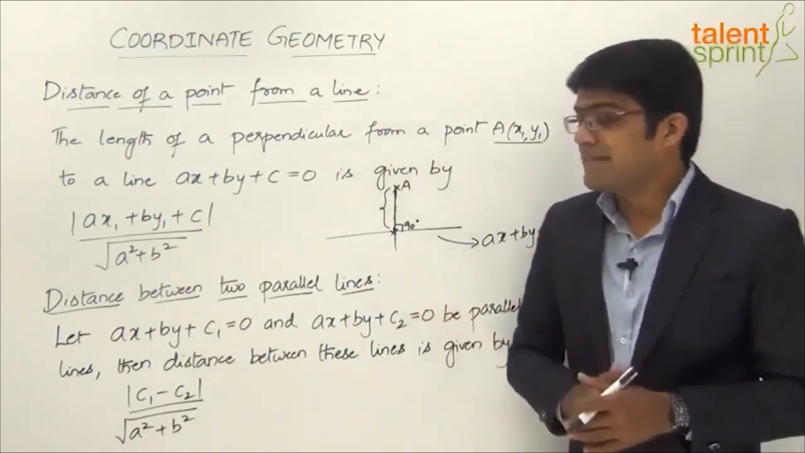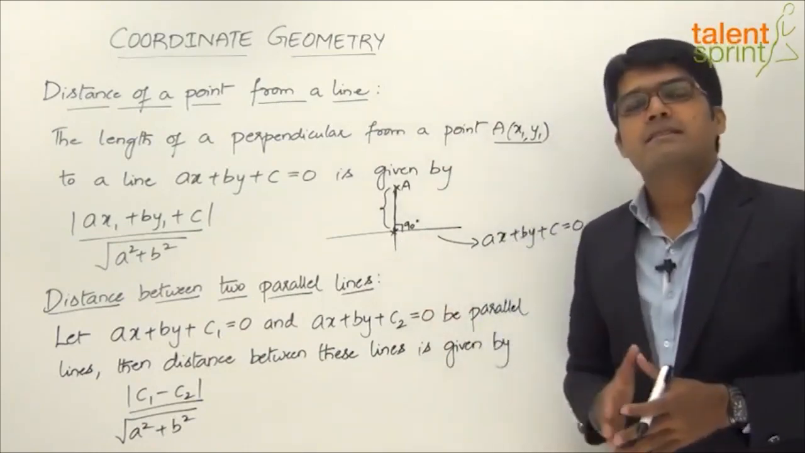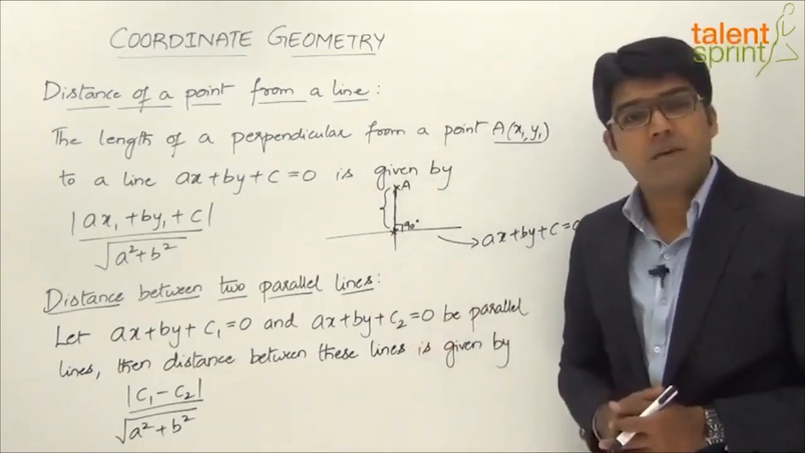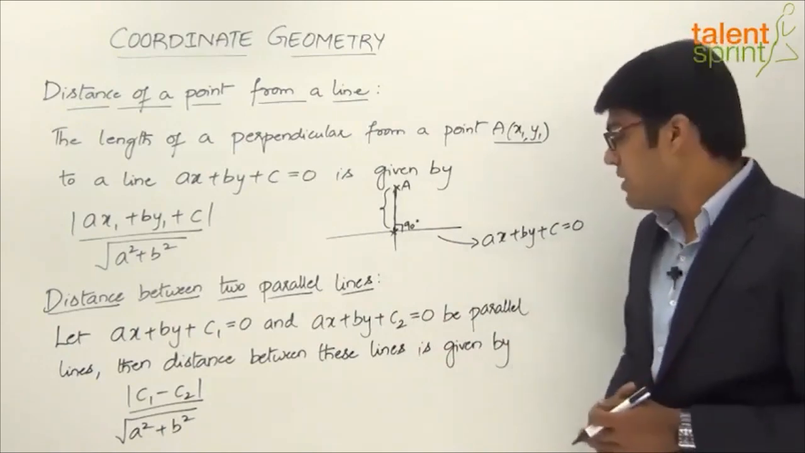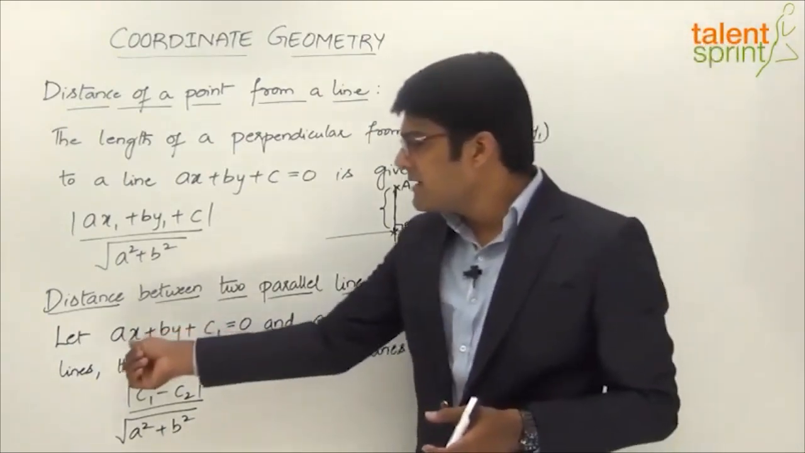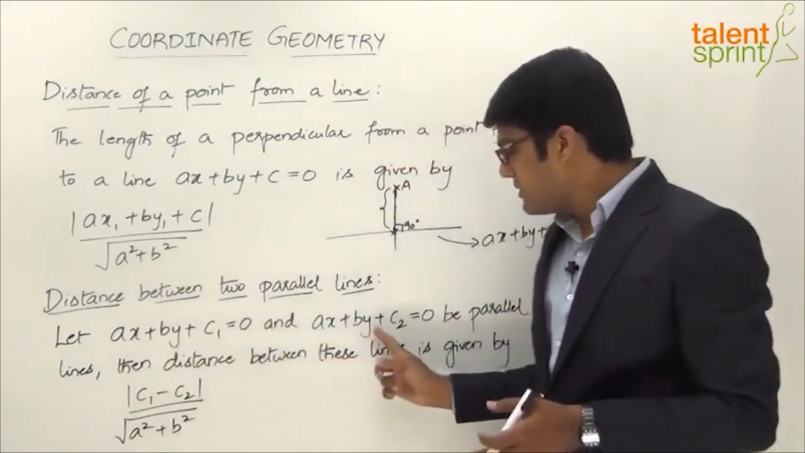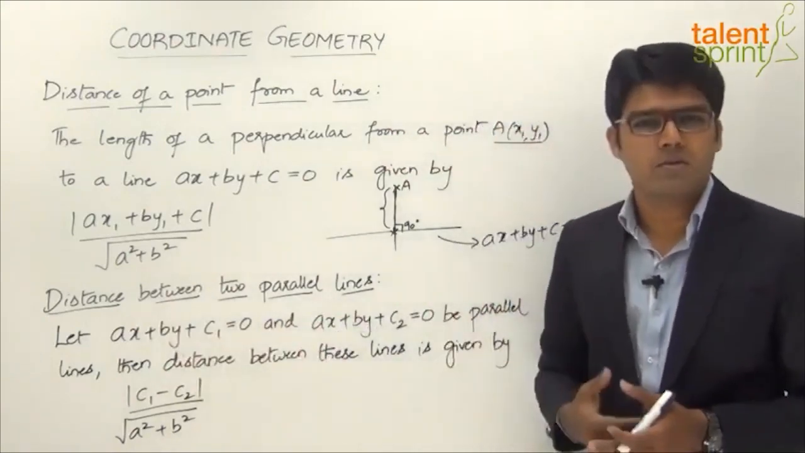The next one here is distance between two parallel lines. So let's see how do we get the distance between two lines that are parallel. So ax plus by plus c1 equal to 0 and ax plus by plus c2 equal to 0 are two parallel lines. Obviously they are parallel because the ratio of coefficients of x, a by a, is equal to the ratio of coefficients of y, b by b. A by a equals 1, b by b equals 1.